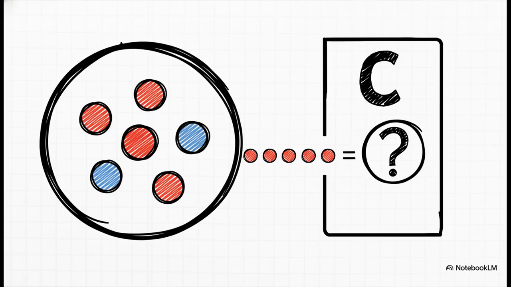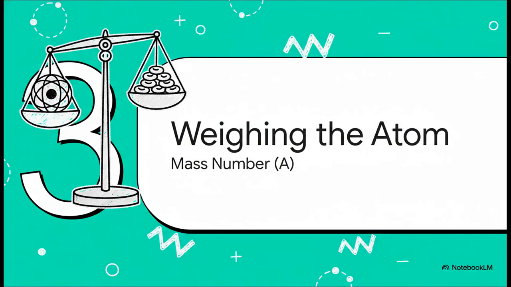See? It's that simple. Okay, how about another one? Let's look at carbon. Now, a carbon atom has 6 protons in its nucleus. So what do you think its atomic number will be? You got it. Its atomic number, Z, is 6. So the main point to remember is, if you know the number of protons, you know the element. Period.